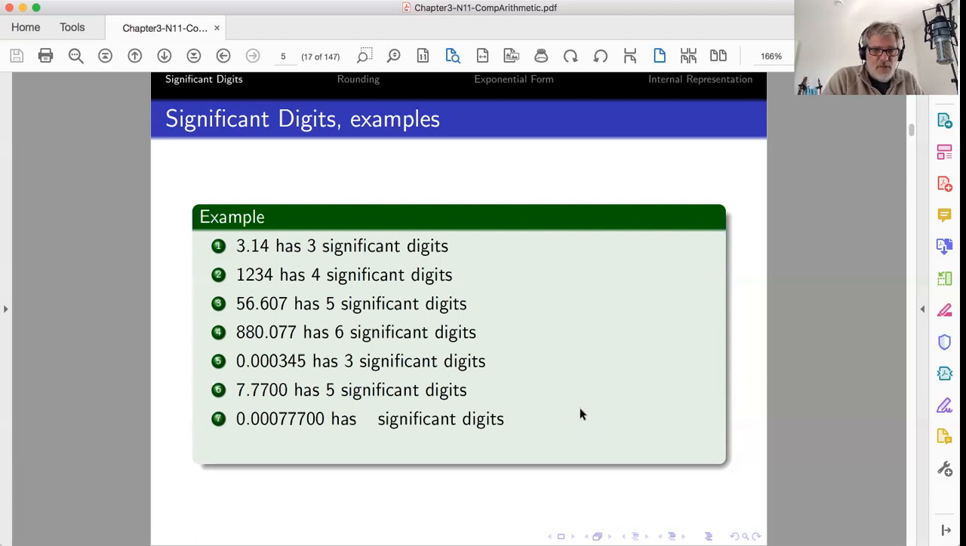How about this one? Again, the leading zeros are not significant. The 7s are significant, and the trailing zeros are also significant because they're after the decimal point. So that should be 5, right? Yes. Finally, this one is the ambiguous case. We won't bother with that. We don't know.